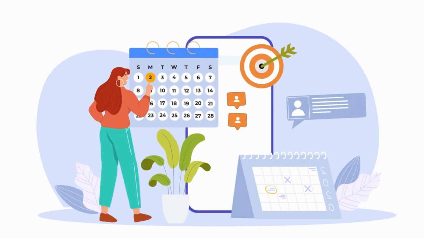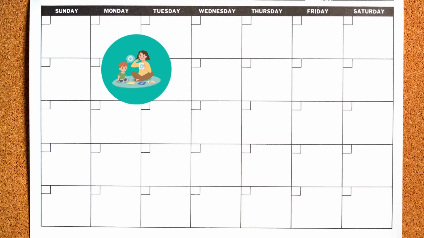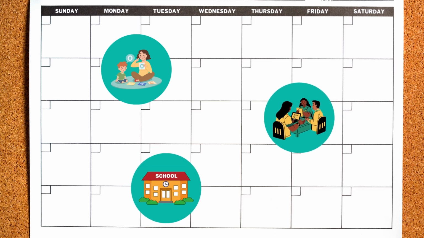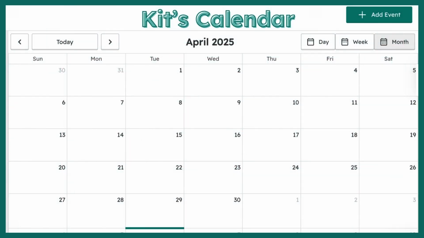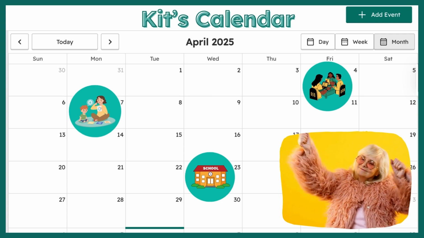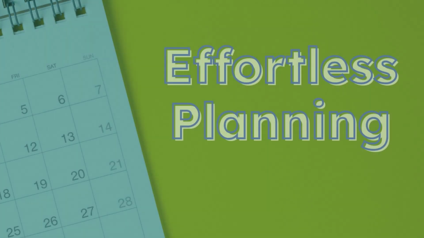Ever wish your calendar could actually keep up with your crazy schedule? Between therapy sessions, meetings, school events, and everything in between, it can be a lot to juggle. That's where Kit's calendar feature steps in. It keeps your week running smoothly, your sessions in order, and your stress levels nice and low. Let's dive in and see how it works.